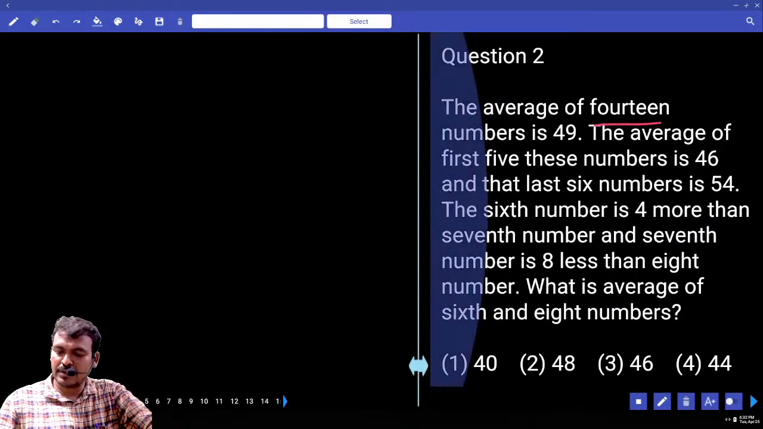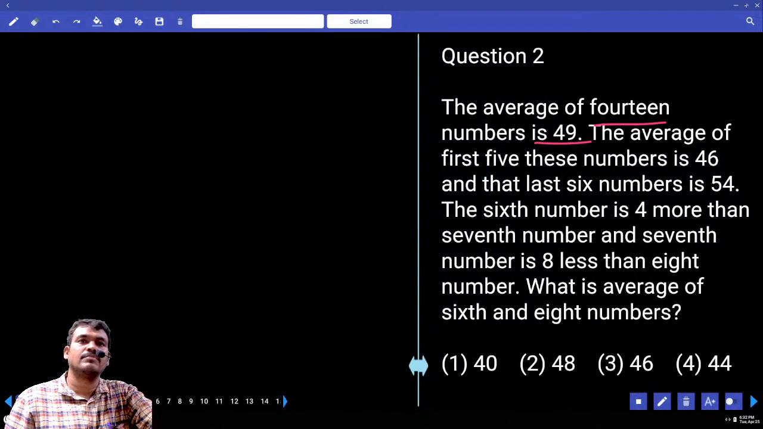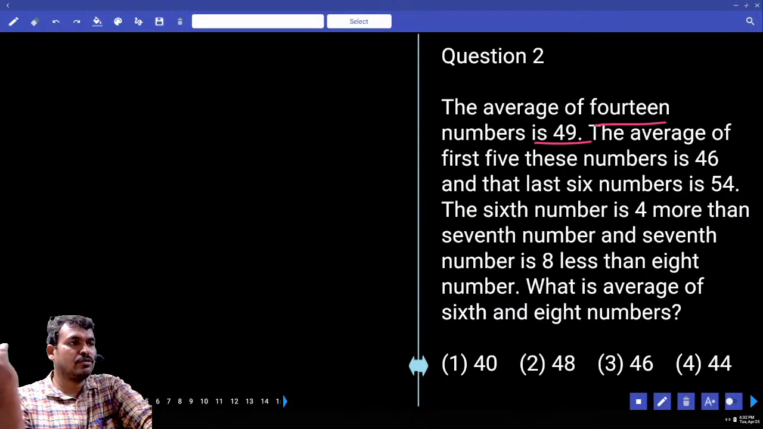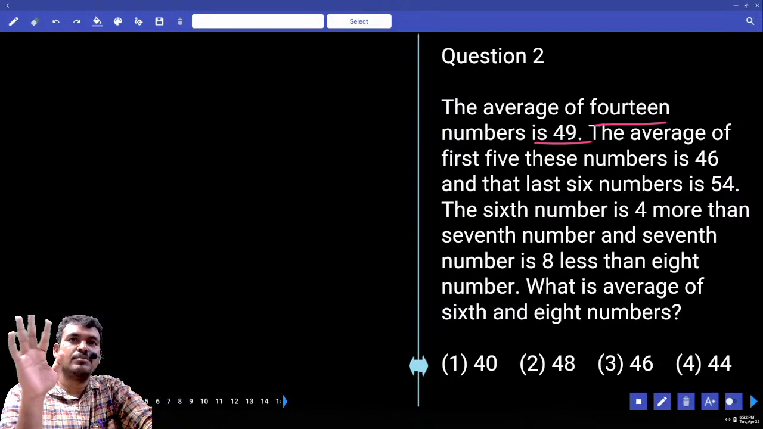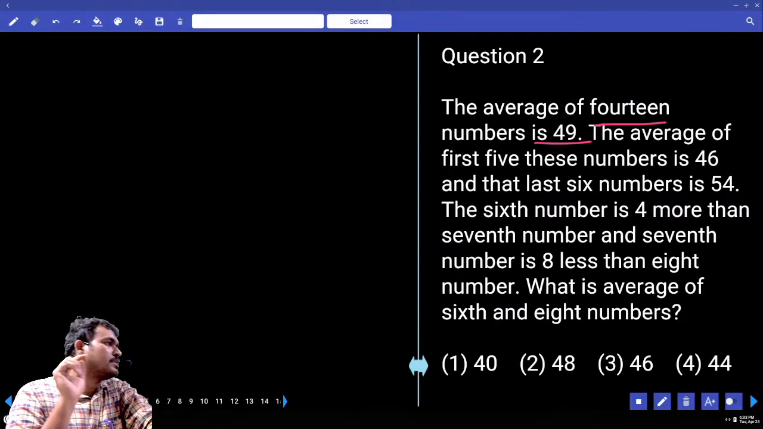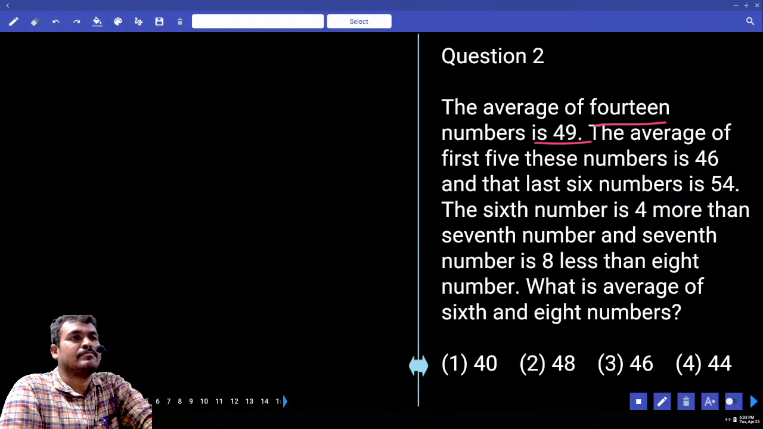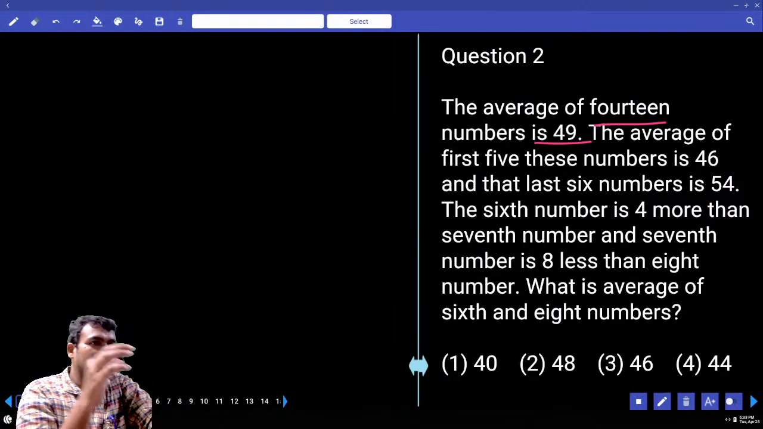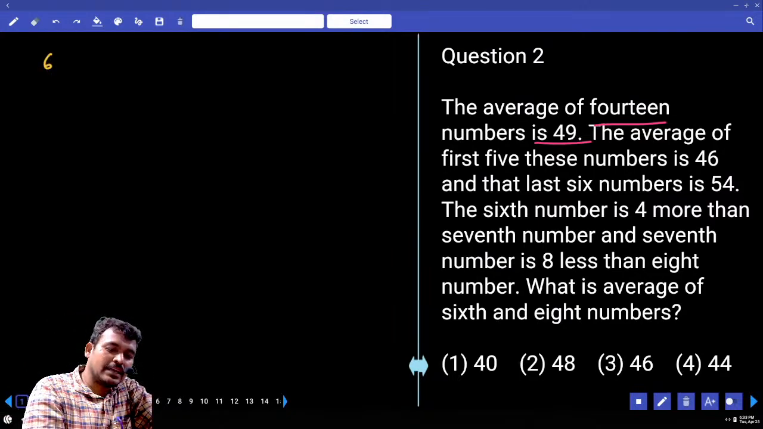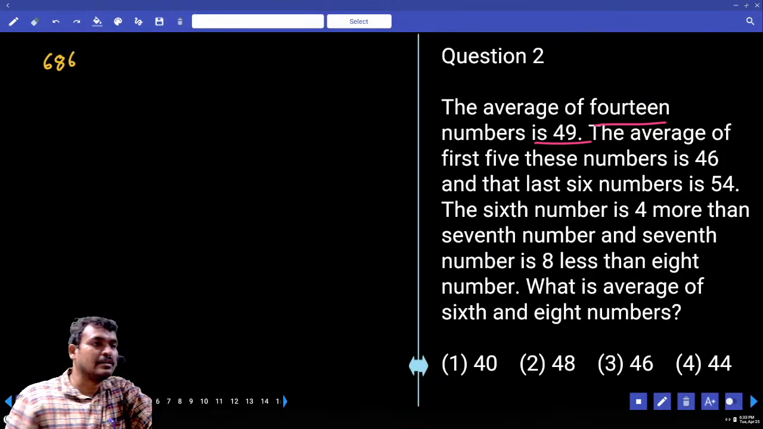First 14 numbers average 49. What is the sum value? 49 into 14. What is the 10 times of 49? 490. 4 times: double, again double, 196. 490 plus 196, 686.